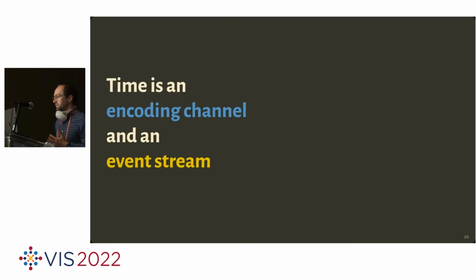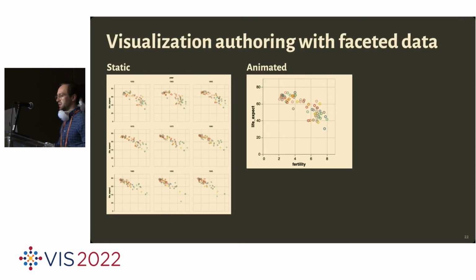The key idea of Animated Vega-Lite is to model time in two different ways. First, to integrate animation with static charts, we can think of time as an encoding channel. And second, to integrate animation with interactive charts, we can think of time as an event stream. First, let's explore time as an encoding channel. Returning to the Gapminder example with this concept in mind, we can think of the static version on the left as faceting out years in space, while the animated version on the right facets out years over time.